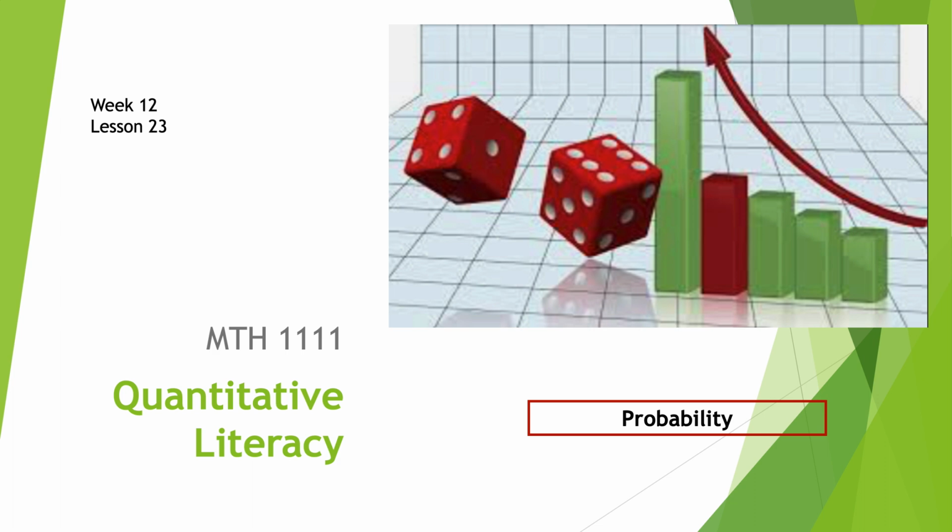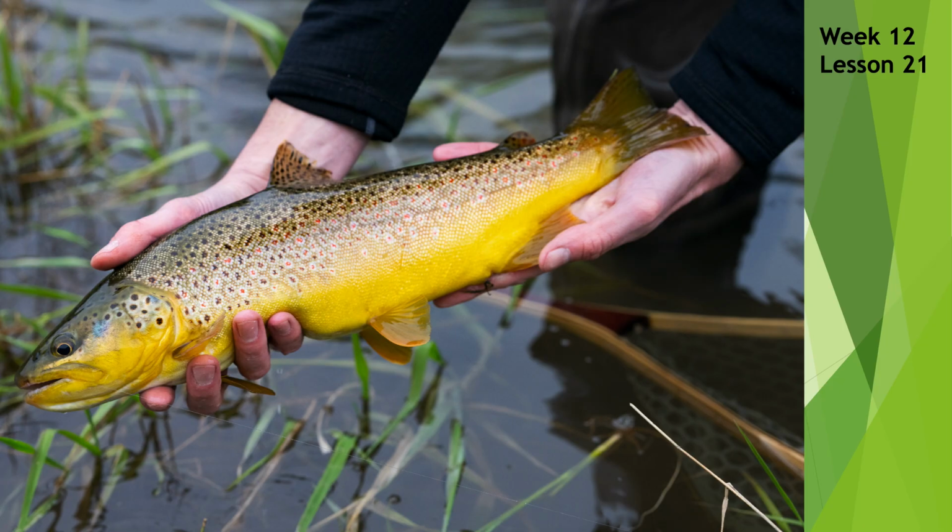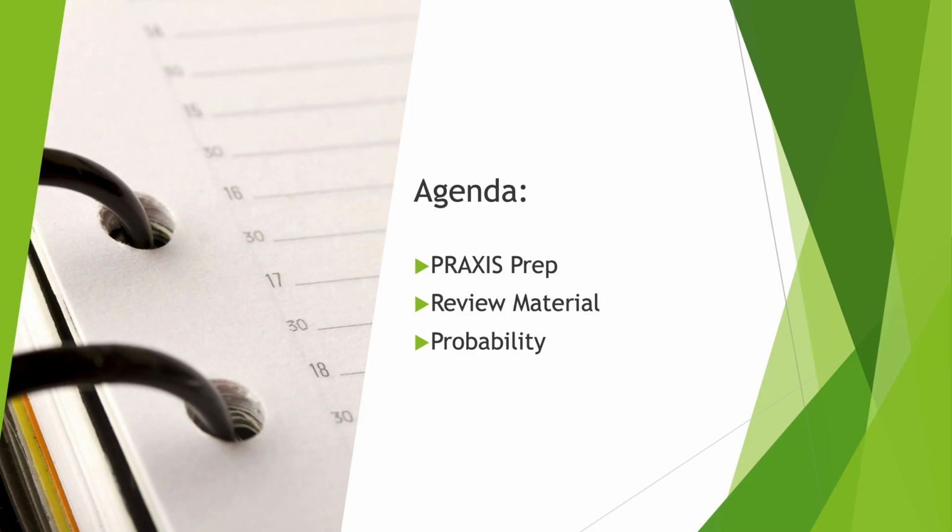So it's Math 1111, quantitative literacy, and today we're going to talk about probability and a little bit of an extension on the statistics that we were working on before. Week 12, today's lesson 23 in week 12. I don't know why it says 21, but it's 23.